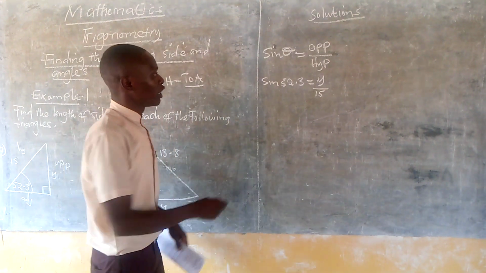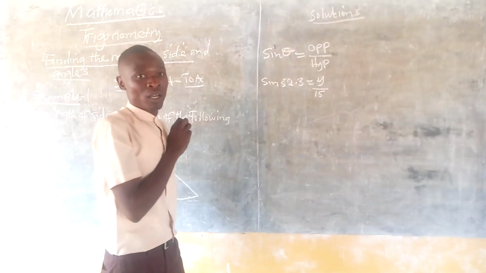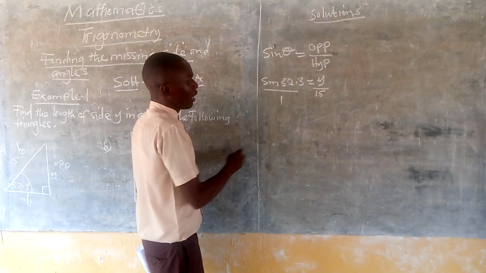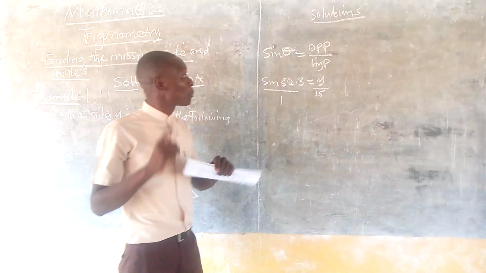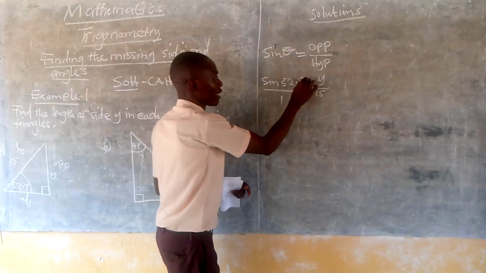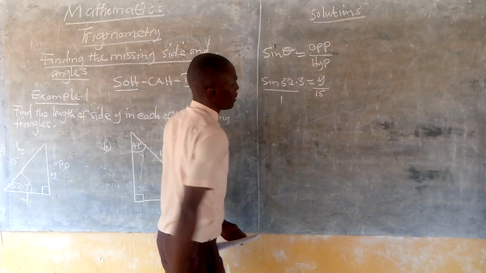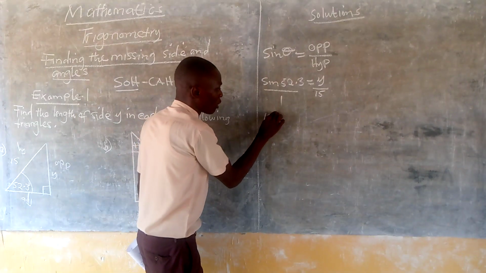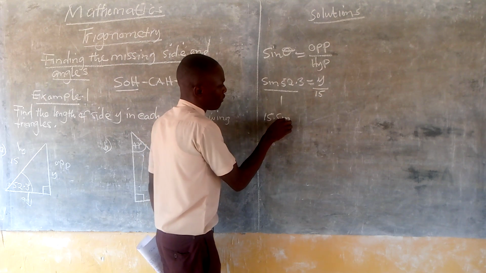So what next? If this one is a fraction, even this side should be a fraction. So we divide both sides by 1. And then if there is an equal sign there, it means it will multiply, and when we're multiplying, they will go diagonal. So this numerator will go with the denominator. How do we write that? It will be 15 multiplied by sine, 15 sine what?